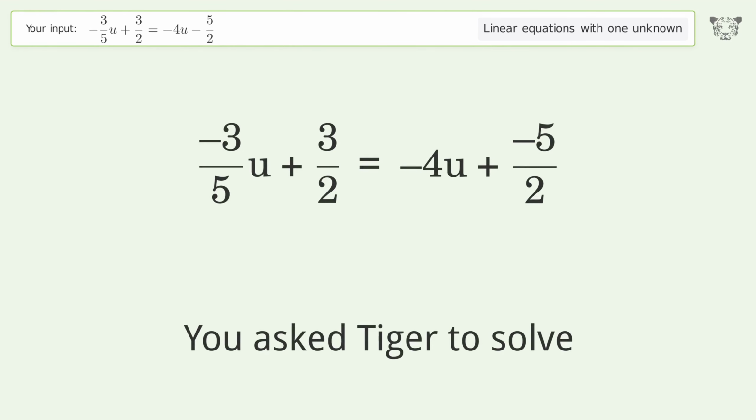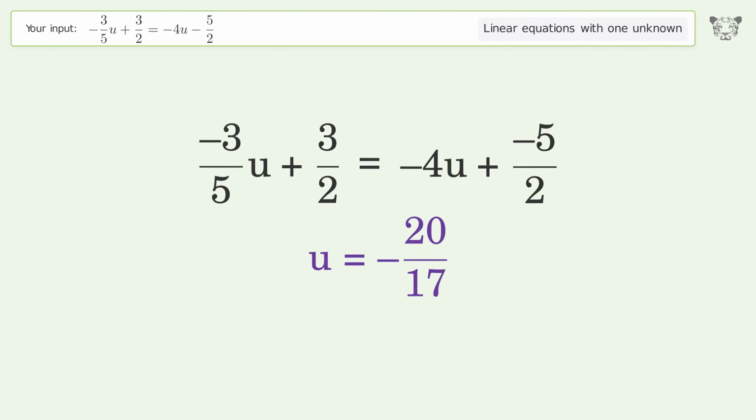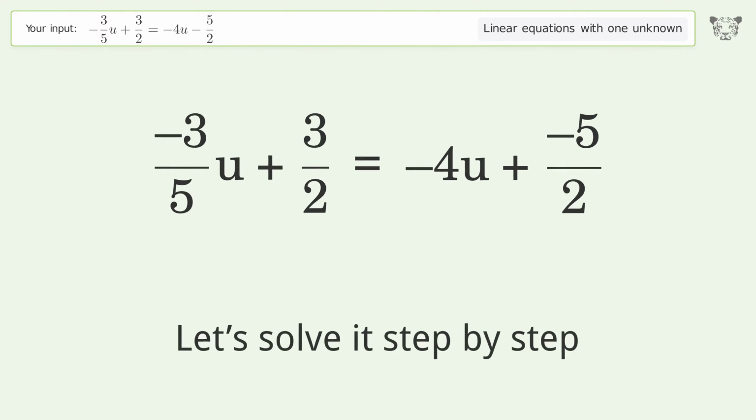You ask Tiger to solve. This deals with linear equations with one unknown. The final result is u equals -20/17. Let's solve it step by step.